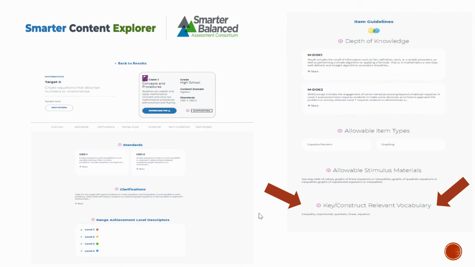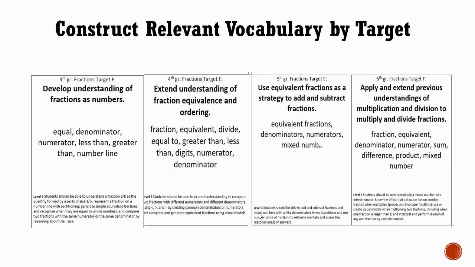Referencing back to the Smarter Balanced Content Explorer provides us a continued look at this helpful resource. As this slide shows, you will find the key construct relevant vocabulary as you continue to scroll down into the detailed information about your specific target. The construct relevant vocabulary provided by the Content Explorer can also provide guidance in ensuring a guaranteed and viable curriculum throughout multi-tiered systems of support.